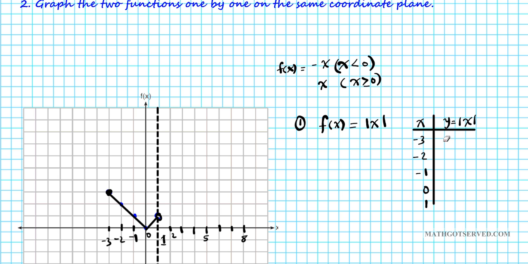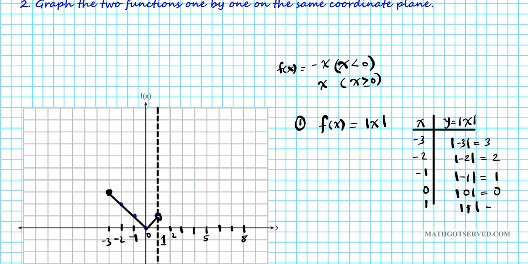Y is going to be the absolute value of -3. Absolute value of -3 is 3. And then absolute value of -2 is 2. Absolute value of -1 is 1. Absolute value of 0 is 0. Absolute value of 1. Now, what is the absolute value of 1?